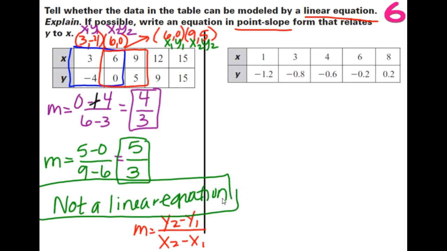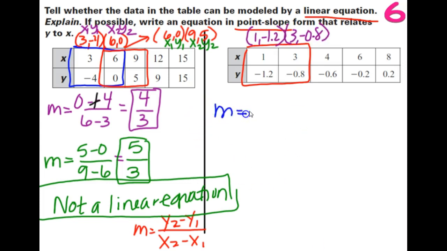If it was a linear equation, we could write this with our slope, if it was the same, and pick a point. So let's try the second one. I'm going to pick these first 2 points, just because they're the first 2. You can pick any 2. And I'm going to write them out. 1, negative 1.2, and 3, negative 0.8.